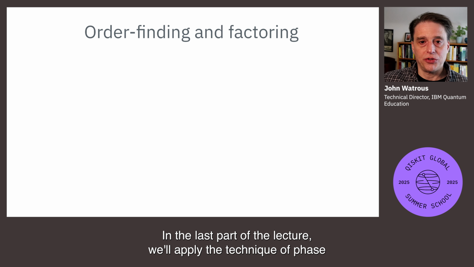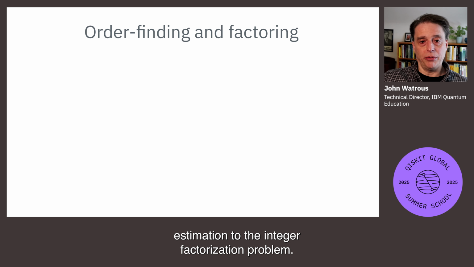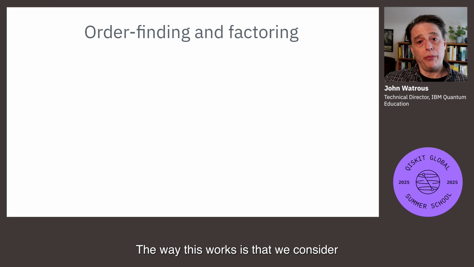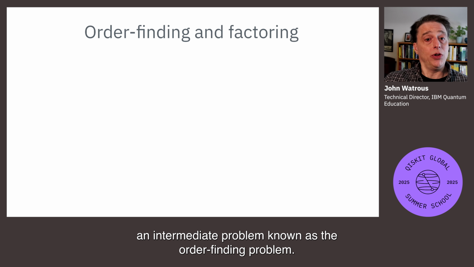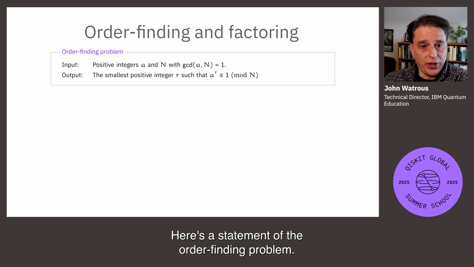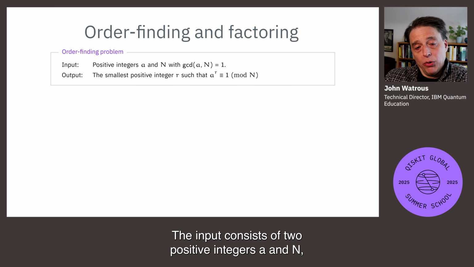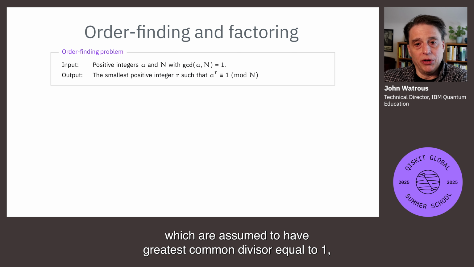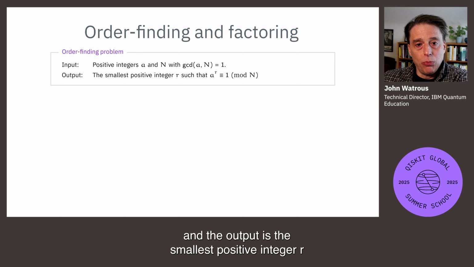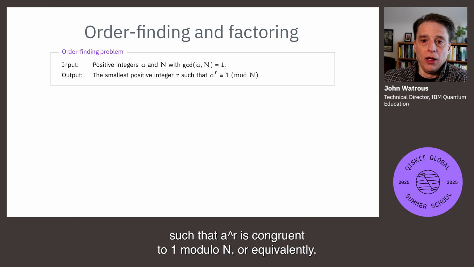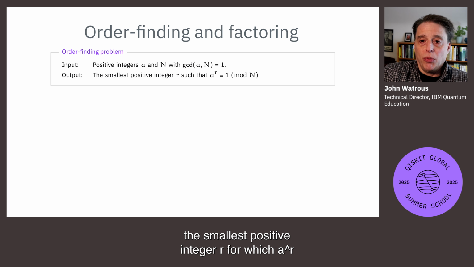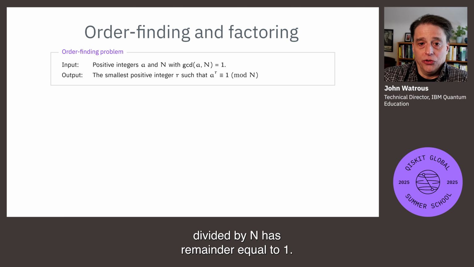In the last part of the lecture, we'll apply the technique of phase estimation to the integer factorization problem. The way this works is that we consider an intermediate problem known as the order finding problem. Here's a statement of the order finding problem. The input consists of two positive integers, a and n, which are assumed to have greatest common divisor equal to 1. And the output is the smallest positive integer r, such that a to the power r is congruent to 1 modulo n, or equivalently, the smallest positive integer r for which a to the power r divided by n has remainder equal to 1.